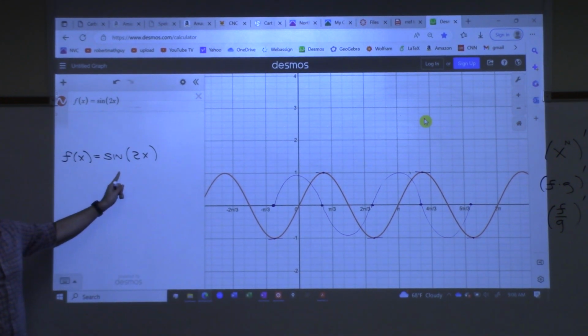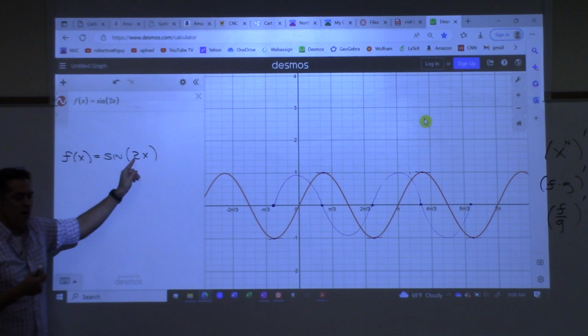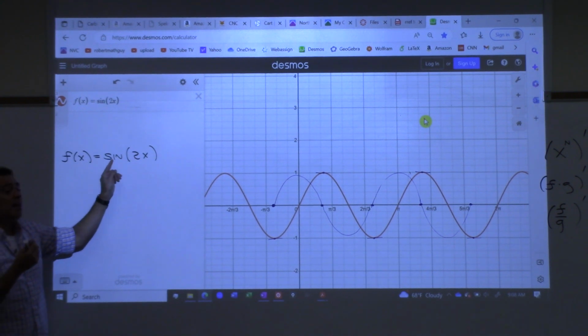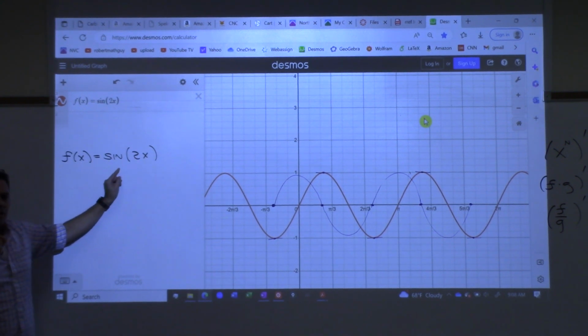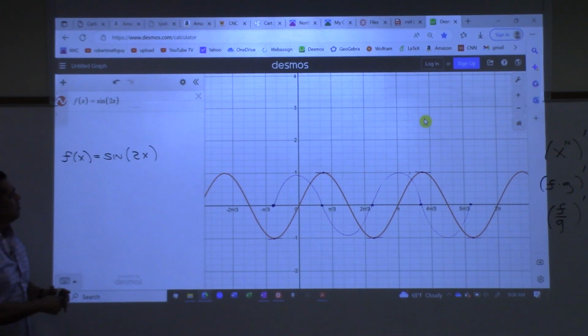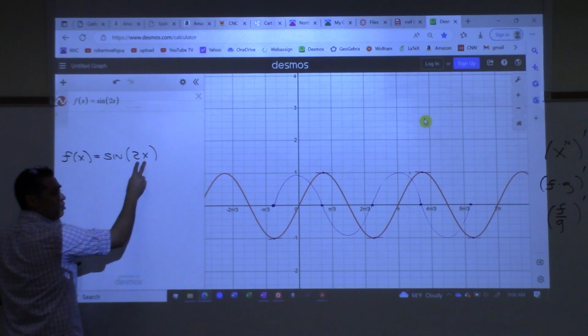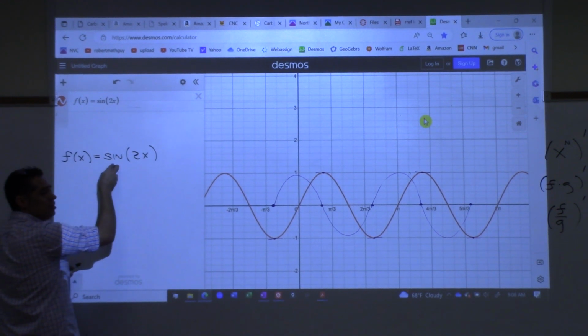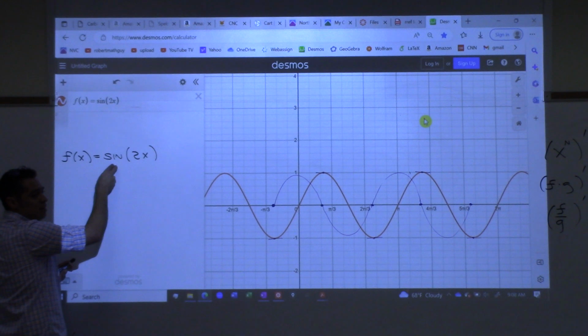Is this a product? I'm seeing no's. Why is this not a product? It's the argument. When we say this, we say sine of 2x, right? We don't say sine times 2x. So one of the key things today is for you to understand the difference between multiplication and functional composition, when a function is being plugged into another function. Here we look at this as the function 2x being plugged into the sine function.